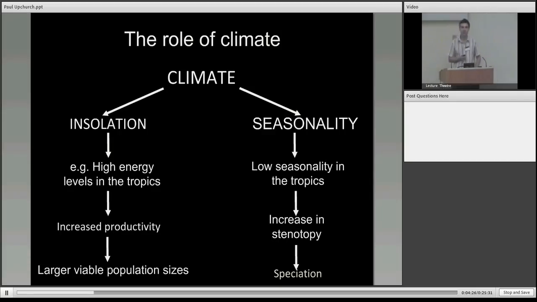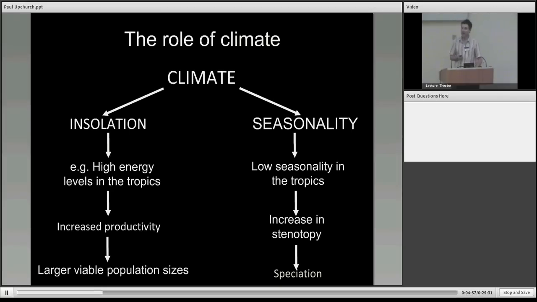One is, of course, we have greater insolation near the equator. So you've got more energy coming into the system, potentially more productivity. That allows species to maintain larger population sizes. And what that might mean is that perhaps they have some buffering against extinction. So maybe species in the tropics are more long-lived. This is the idea of the tropics as museum hypothesis. And so biodiversity might build up in the tropics because things die out more slowly.